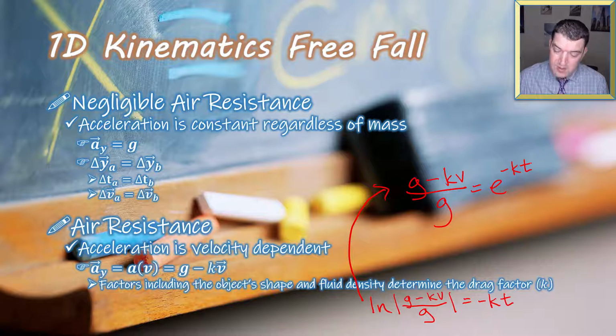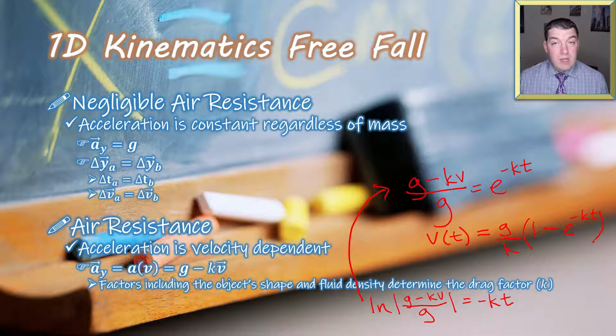Again, I'm trying to get this as a velocity function. Get the velocity in terms of time. It's not too bad. If I multiply both sides by g, then add kv to both sides, and then subtract e to the negative kt, what we really see is that the velocity as a function of time is going to end up equaling g over k times 1 minus e to the negative kt.